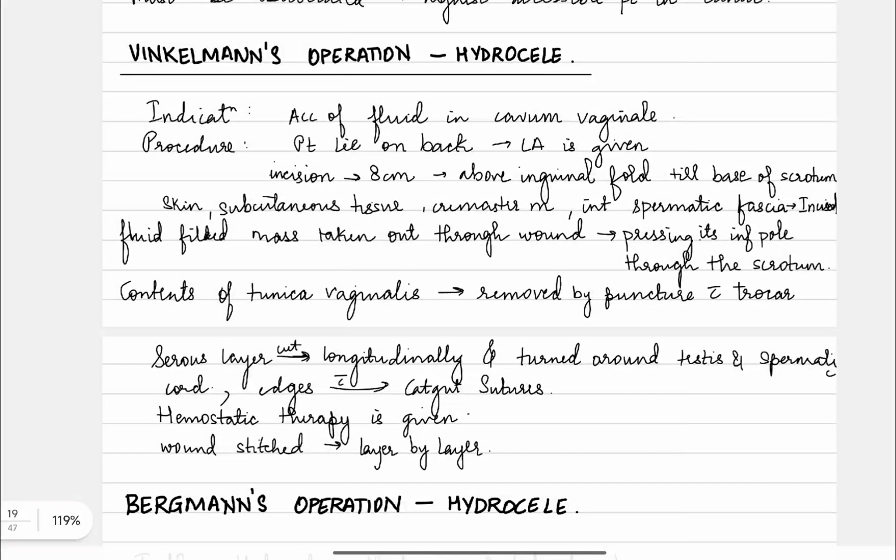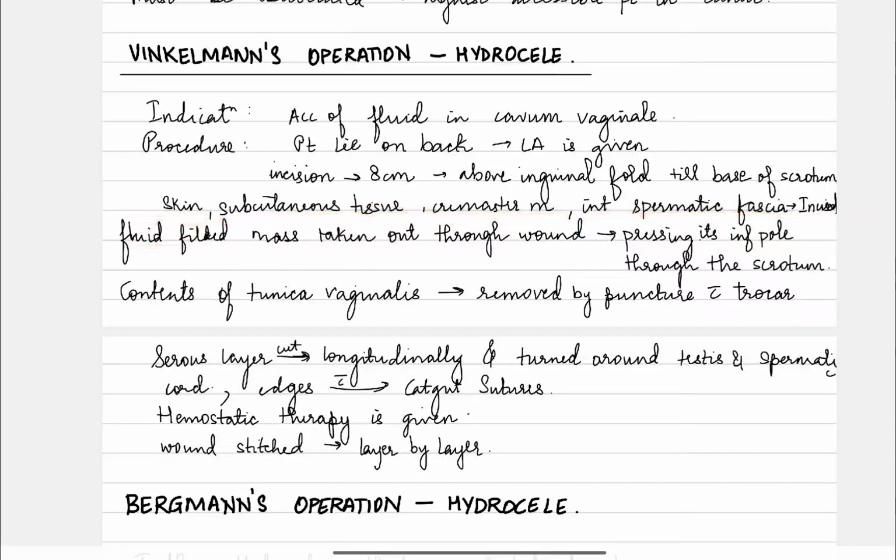Next is Winkelmann's operation for hydrocele. It is done if there is accumulation of fluid in the cavum vaginale. Procedure: the patient lies on the back, local anesthesia is given, and an incision of 8 cm above the inguinal fold to the base of the scrotum is made. Skin, subcutaneous tissue, cremasteric muscle, and internal spermatic fascia are incised.